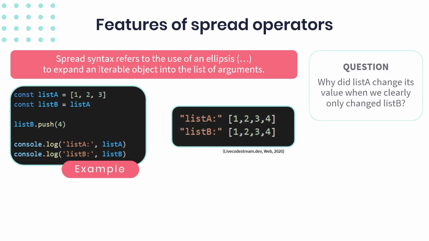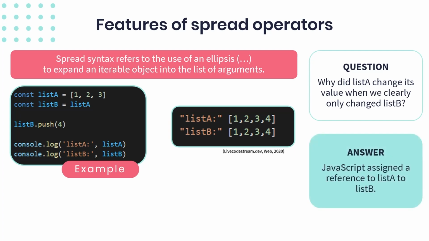So the question is, why did list A change its value when we clearly only changed list B? Well, the answer is pretty simple. When we did the assignment, aka const list B equals list A, JavaScript assigned to list B a reference to list A. So in essence, list A and list B are pointing to the same list in memory.